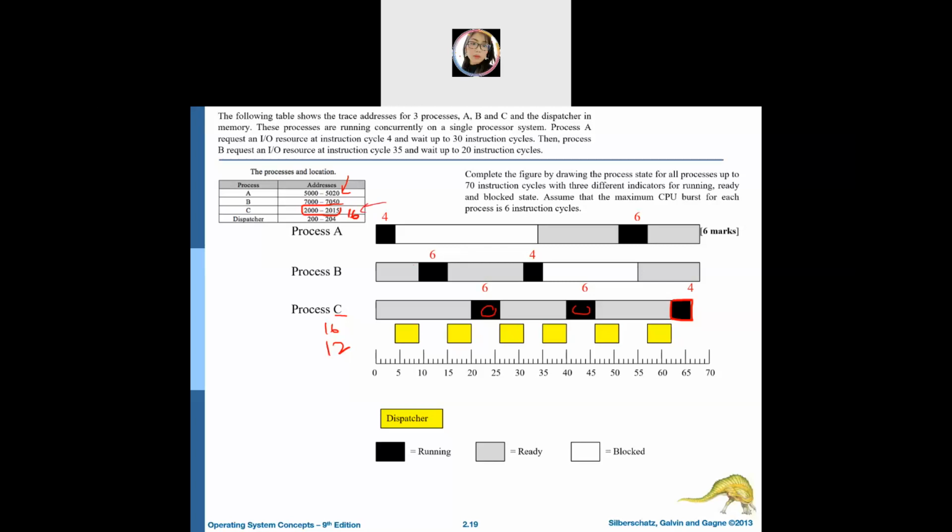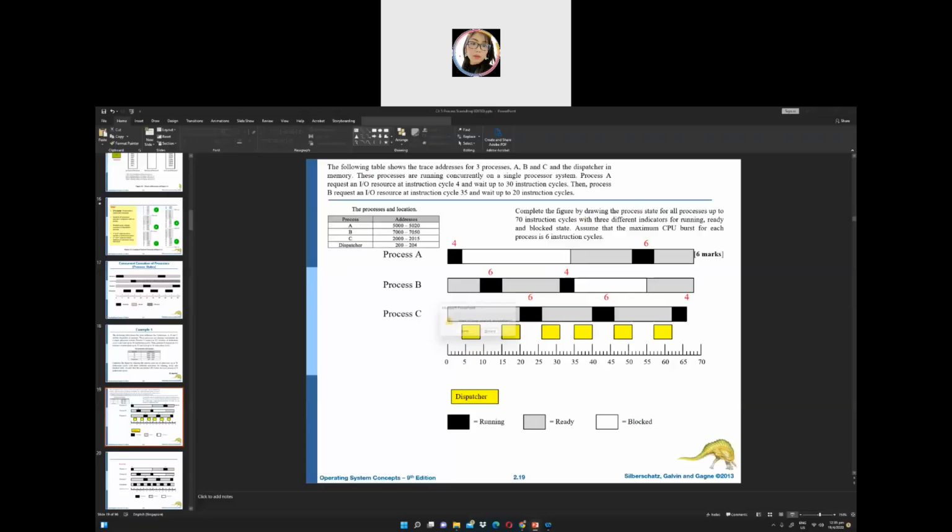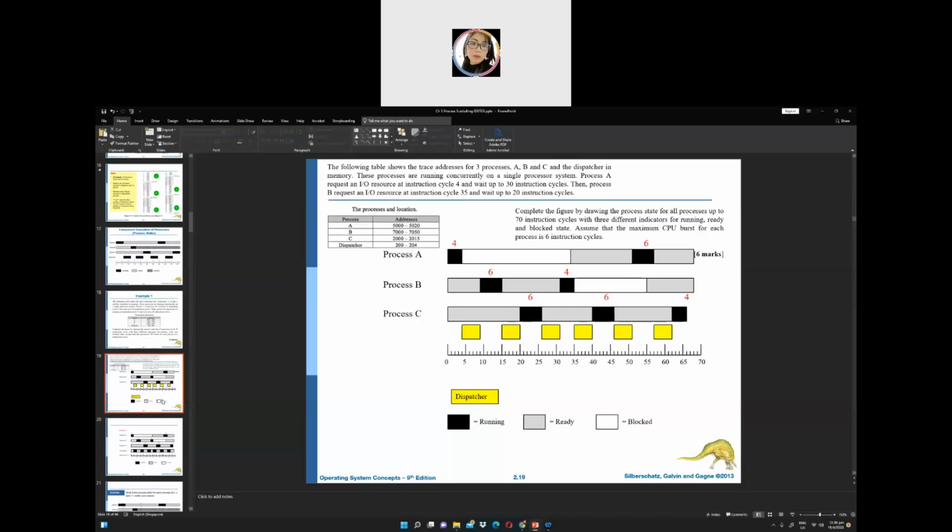For the rest, for A, you need to calculate how many are available. For B also, but it will stop here because this part is already finished. So you need to have this table, you need to have the instruction, and you need to know the flow. We need to draw the instruction cycle maximum, and also the CPU maximum. Please try to do the example and change the values with your friend, because this one will normally be asked in your part B.